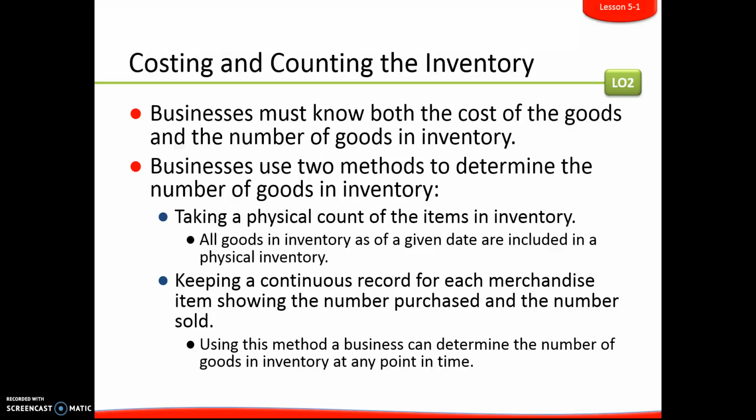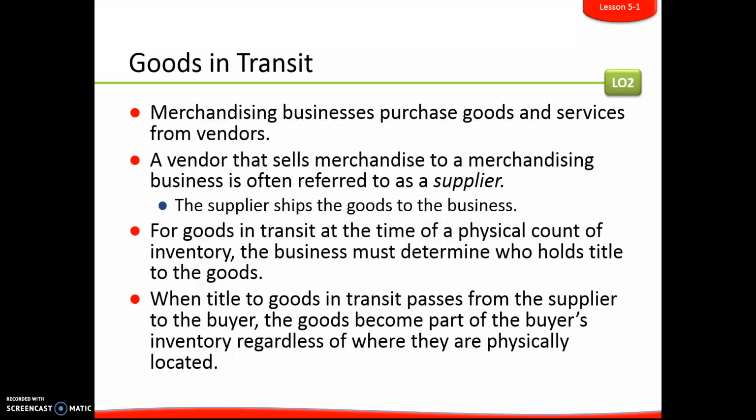So businesses have to know both the cost of goods and the number of goods. They can take a physical count of their inventory, or they can keep a continuous record. Both are good options, and typically most businesses are going to take a physical inventory at the end of the fiscal year anyways. Most businesses nowadays keep a continuous record because they use point of sale systems to help them do that.